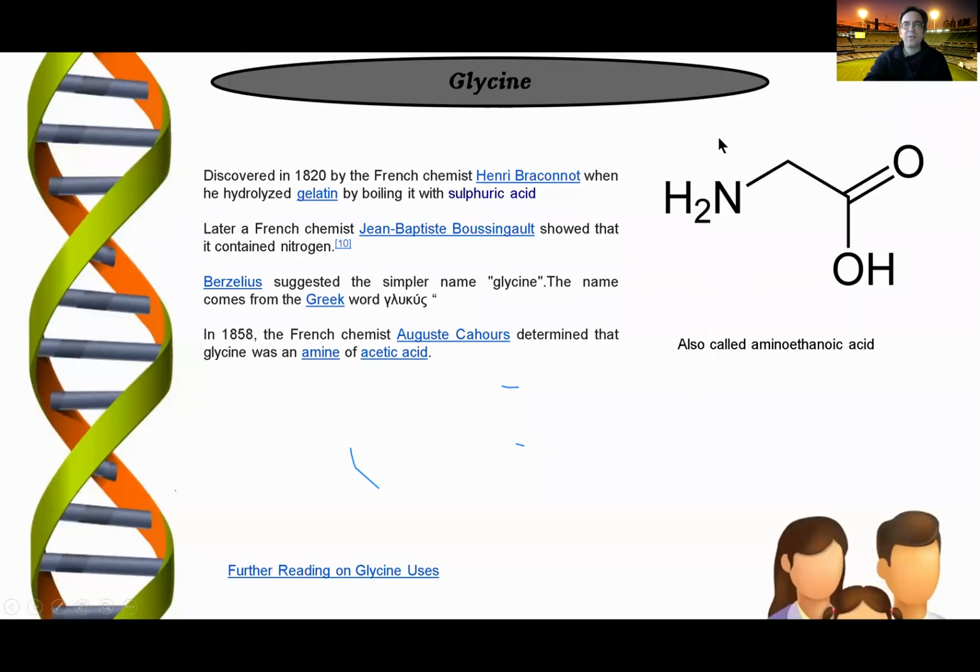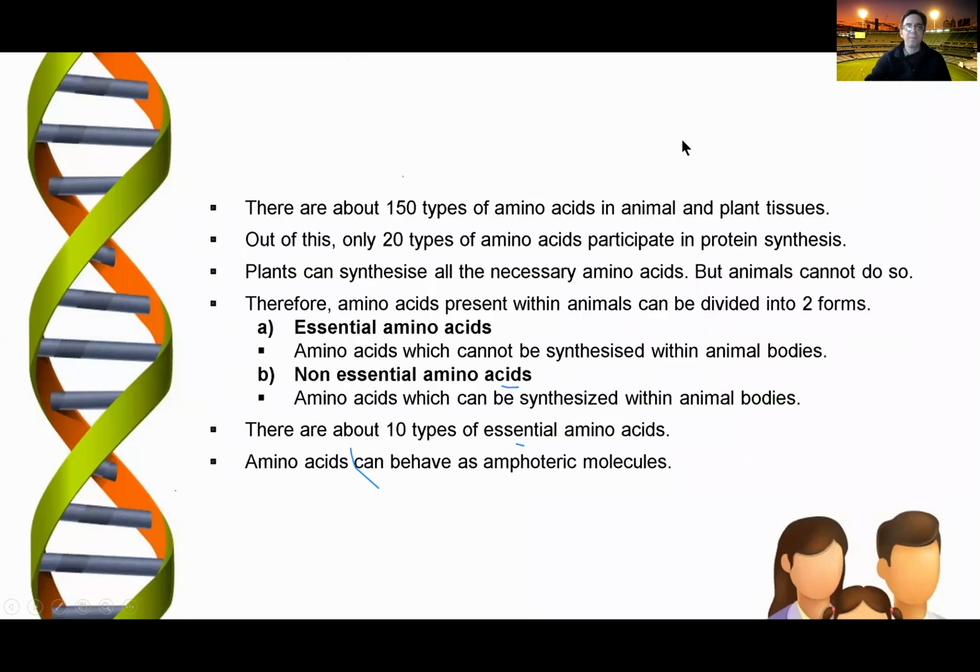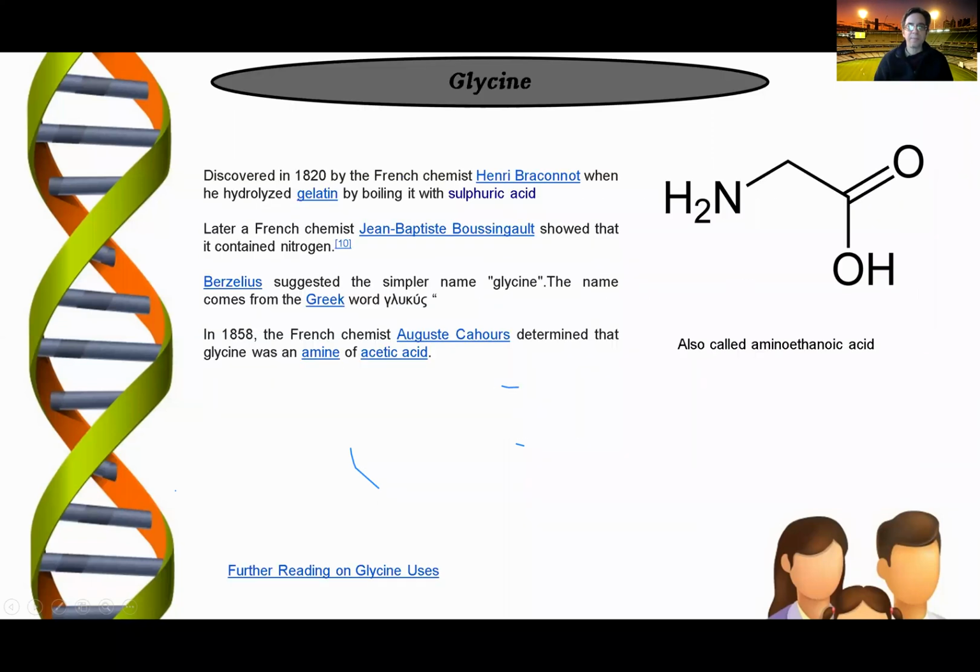If we go briefly into glycine, which is the first one we mentioned, let me just go back. Glycine, you've got your amino group here, and if we picture carbons here, that is glycine, also called aminoethanoic acid.